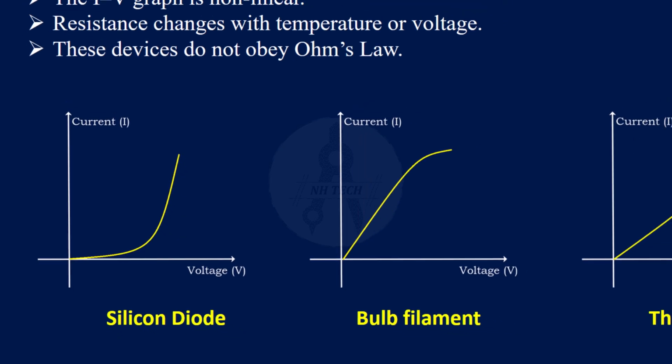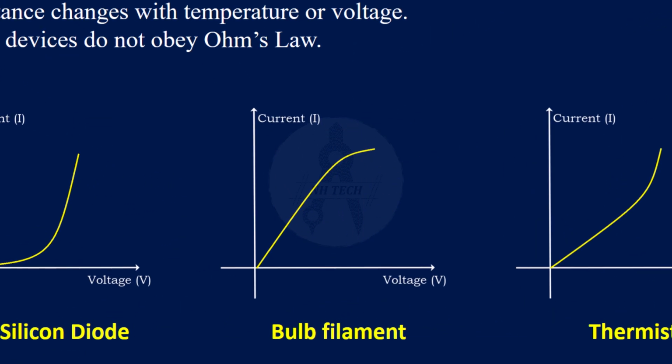a sharp upward curve. For a filament bulb, as the current increases, the filament heats up, which increases its resistance. As a result, the IV curve bends, showing that current no longer increases linearly with voltage.